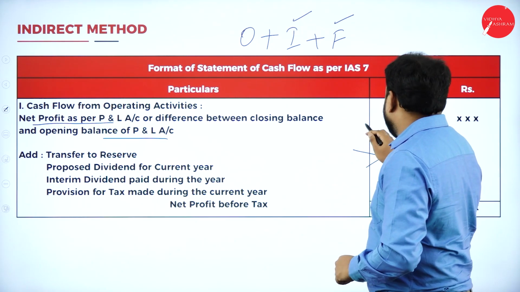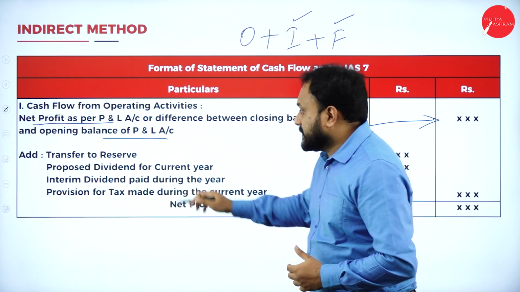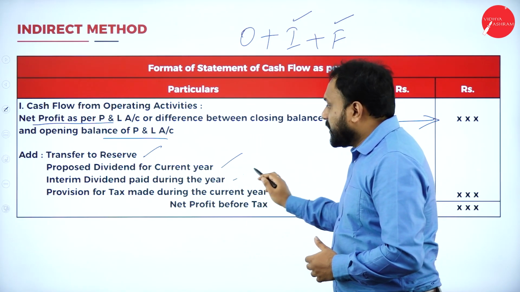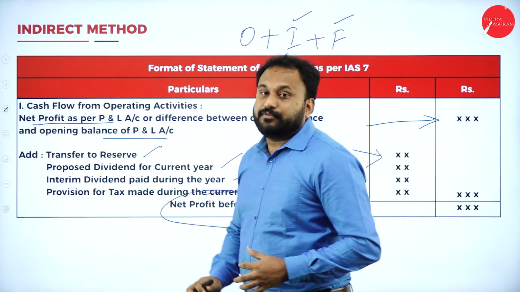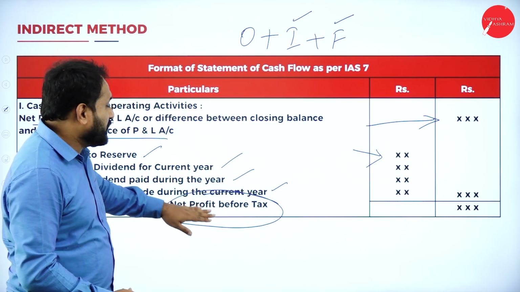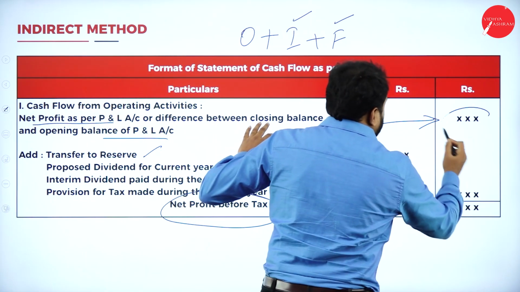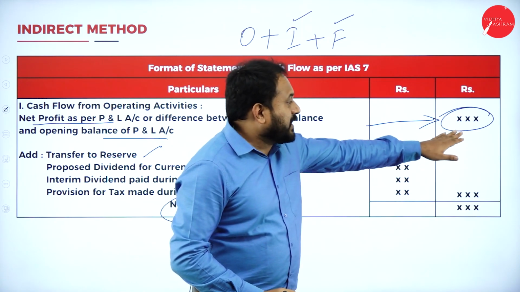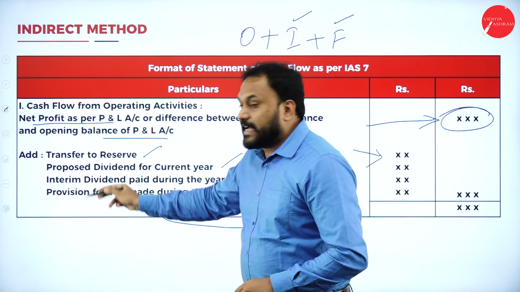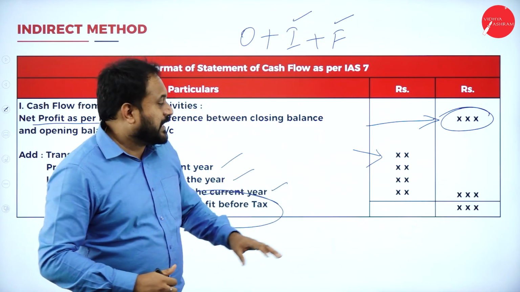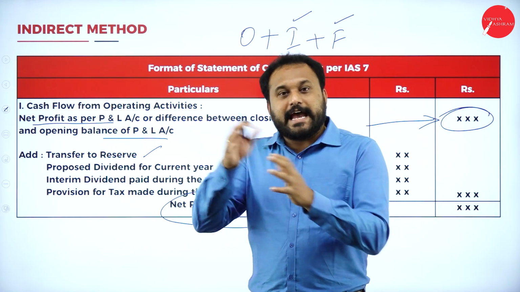All these things we will go with. Then add all the things, that is the total net, in the sense transfer to reserve, proposed dividend, interim dividend, then provision for tax made, and then they make it a net profit before tax. So see, the net profit before tax, in the sense all these items are already there, but they will only show this one. When they show this one, we feel that the profit is very less, but the reality is, we need to show all these items so that we get to know that the profit is more than what they have shown. This is the difference between indirect and direct.